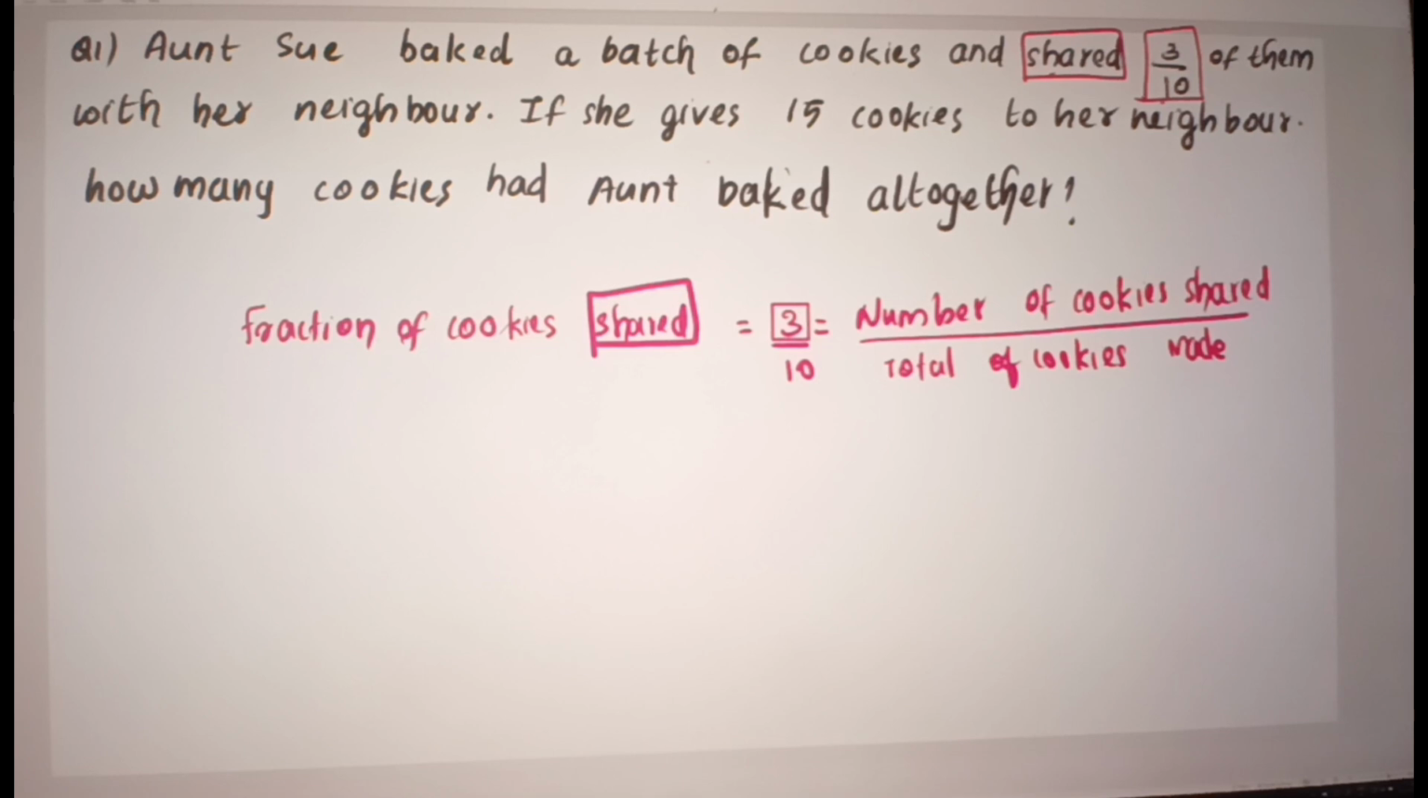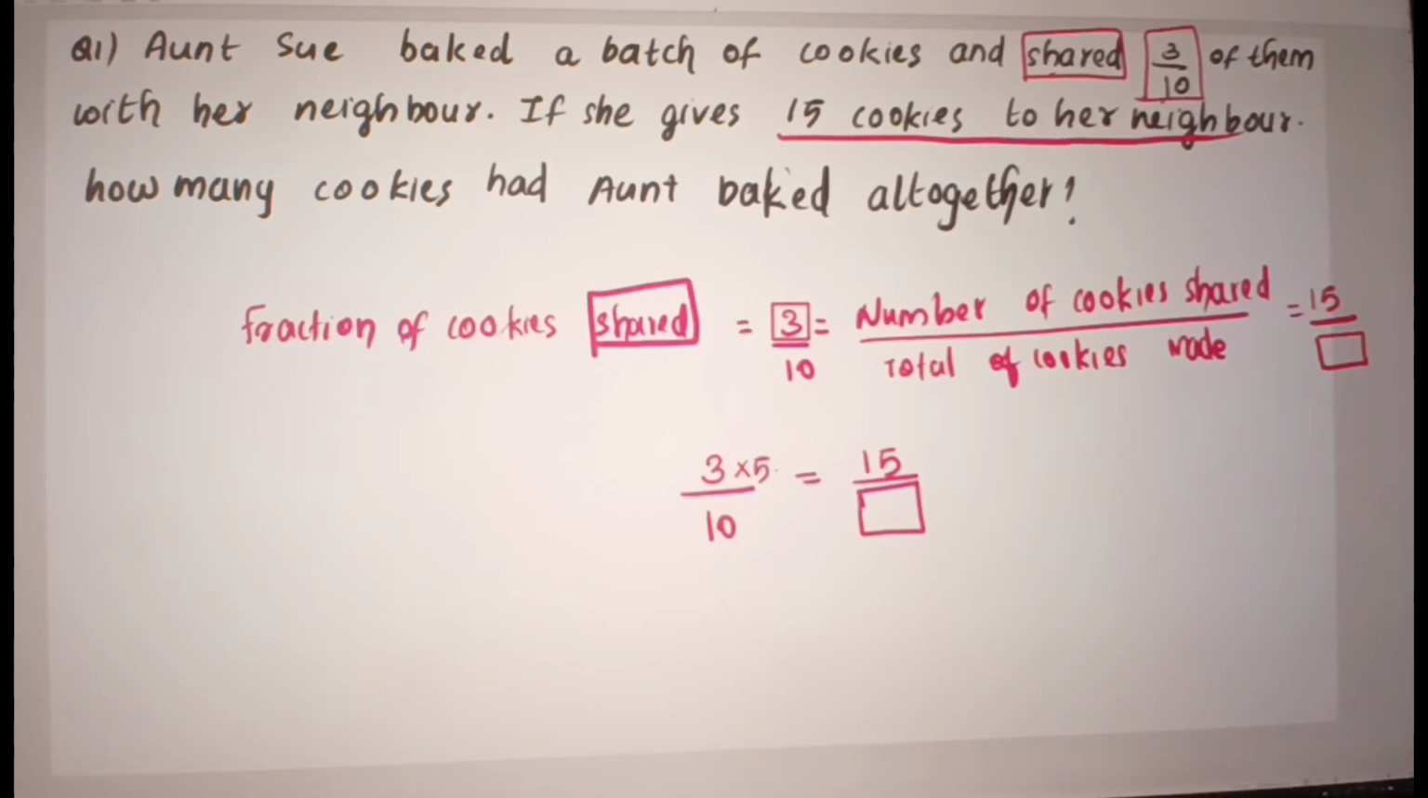So what is next given? She gives 15 cookies to her neighbor, so that is the number of cookies she has given. The total number of cookies is unknown. We don't know the total number of cookies. So we get an equivalent fraction: 3 out of 10 equals 15 over the total number, which is unknown. We need to find the total number of cookies made. How do you figure out the total number? 3 times 5 gives you 15, so 10 times 5 gives you 50. Is that clear?